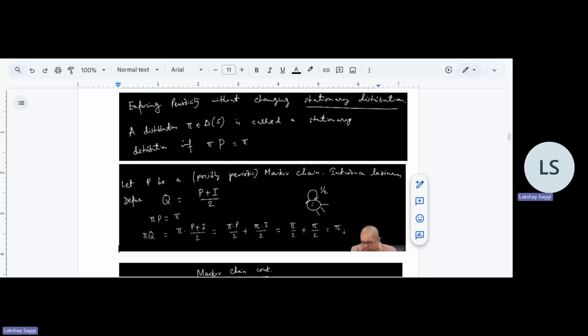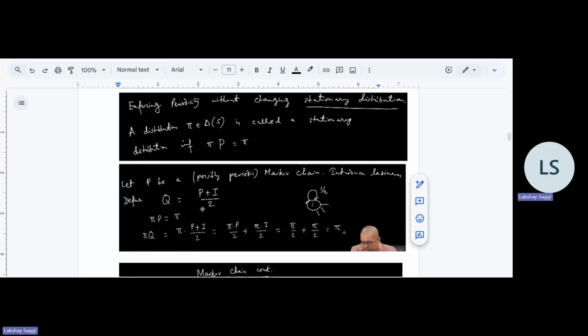We have defined a new Markov chain, and you can see that it is aperiodic, because now for any state i, every time step you have a transition from that state to itself with probability half. So if you are at state i at time t, you will be at state i at time step t plus 1 with probability at least half. So essentially the period cannot be greater than or equal to 2. That's why this Markov chain has become aperiodic.